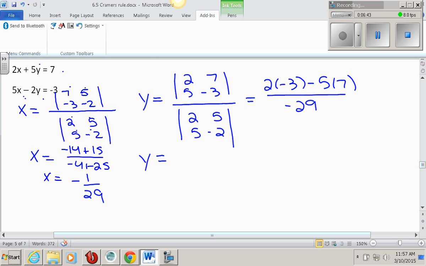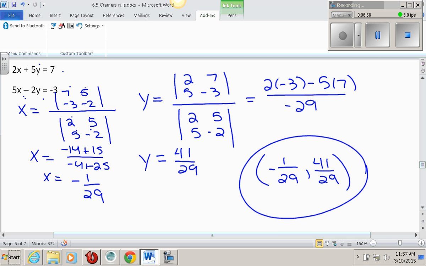When we do this all out, we get 41 over 29. So I have negative 1 over 29 and 41 over 29. Okay, that's it. That's your answer. So we found our x value and our y value, our solution to the system, just by doing that.